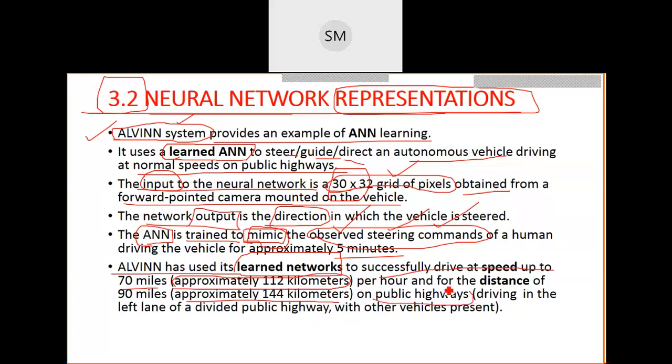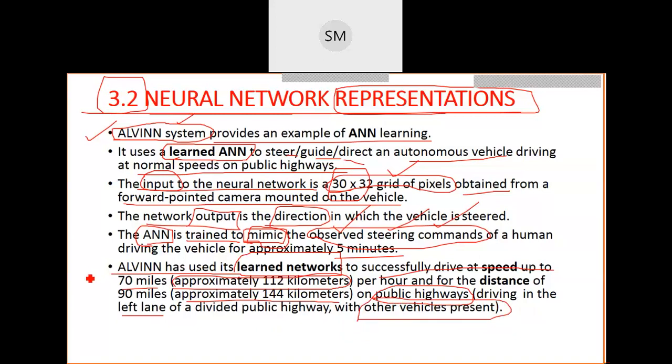Okay, and where has it driven this car? On real public highways only, which are divided into two lanes, a left lane and a right lane. If it is India, you drive on the left side, and in other countries you might drive on the other side. And it was not alone on the highway. Keep it in your mind. It was driving with other vehicles also, like tractors and other cars. So this much perfection it achieved.